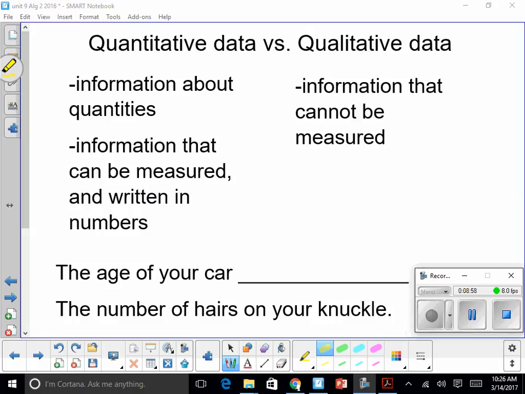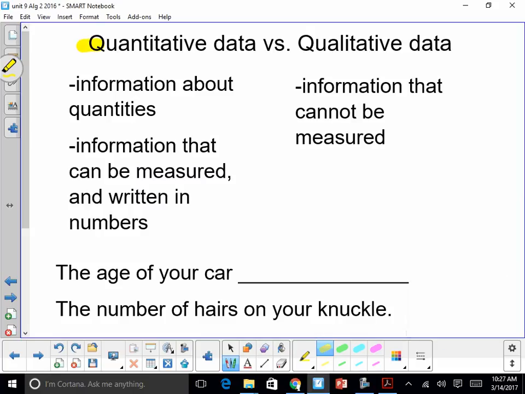Quantitative data. This is the one that we are going to be really more interested in. So I'll do quantitative data in one color. It says here, quantitative data: information about quantities, actual amounts. Information that can be measured and written in numbers. This is the piece here. If it can be measured and written in numbers, it is quantitative. This side here, obviously quantities, I don't know why they use the same word. The other side I'm using a different color. That is qualitative.